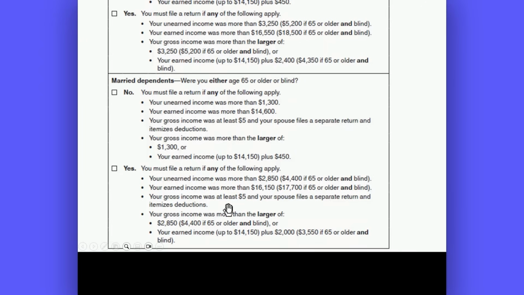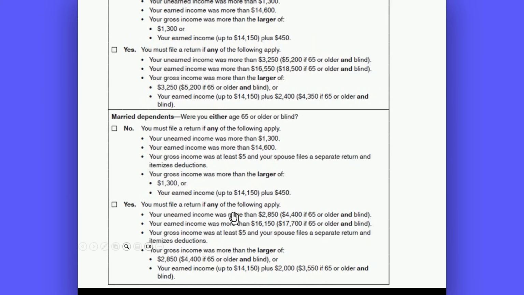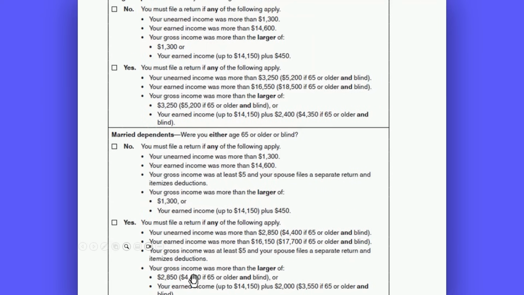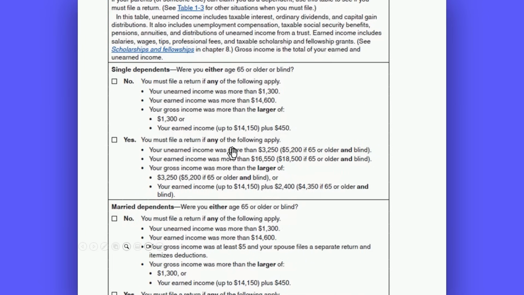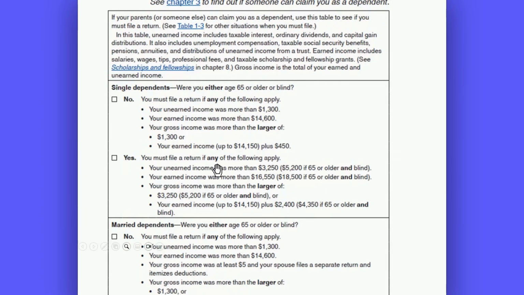We've got that same rule about $5 if they're married filing separately, or if their gross income was more than the larger of $2,850 or their earned income plus $2,000, then that person must file their own separate tax return. Now, on the EA exam, there will definitely be questions about whether or not someone needs to file a tax return. So they may ask a question that says, Johnny is 16 years old.